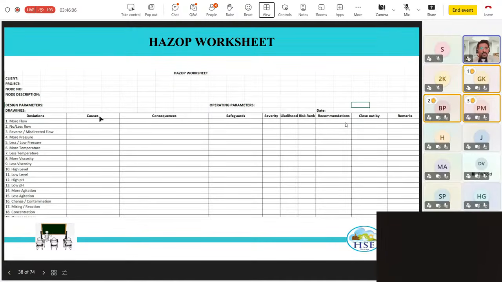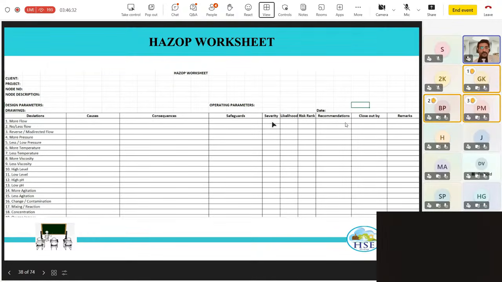Then you list the causes for more flow, whether your pump overshooting or your duty pump kicking in with the standby pump. All those things would be a cause. Next, your consequence would be the worst consequence. Then your safeguards, which you have already considered in design. Based on your consequence, you have obviously considered the unmitigated consequence without any safeguards. So based on that unmitigated consequence, what would be the severity of the event?